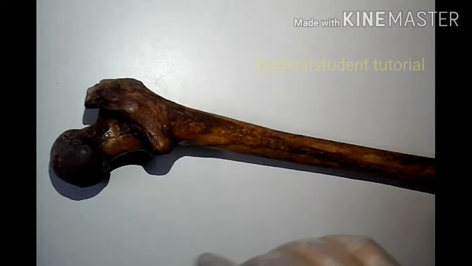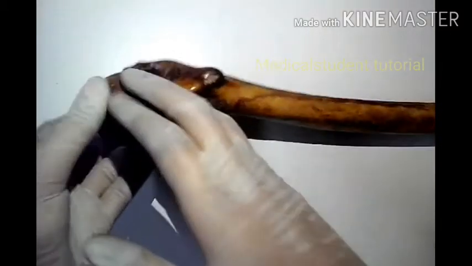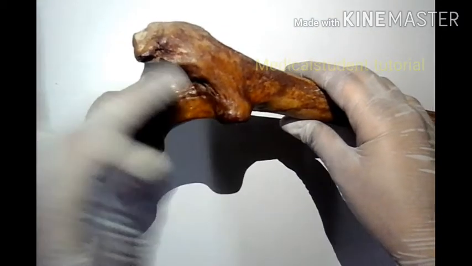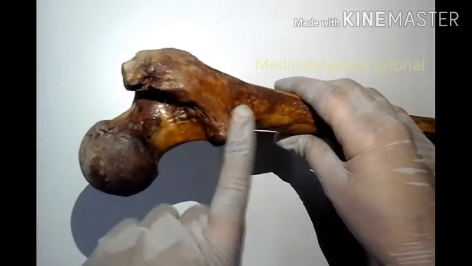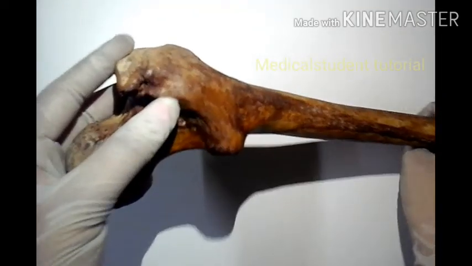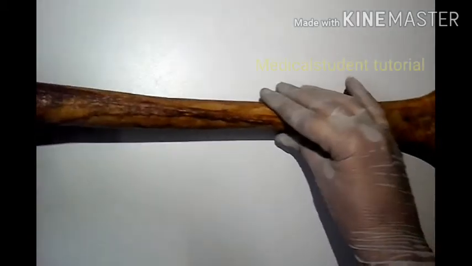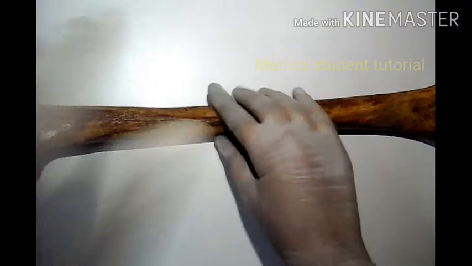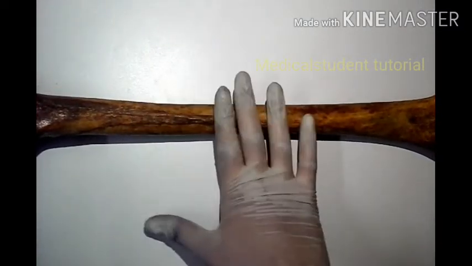Next, we have studied the upper end or proximal end: the head, neck of the femur, the greater trochanter and the lesser trochanter. Now we are going to move on to the body or shaft of the femur.